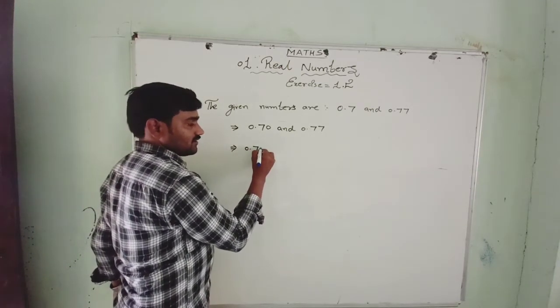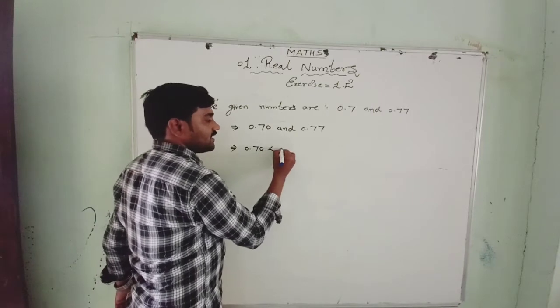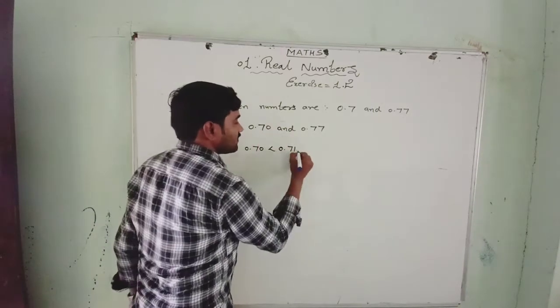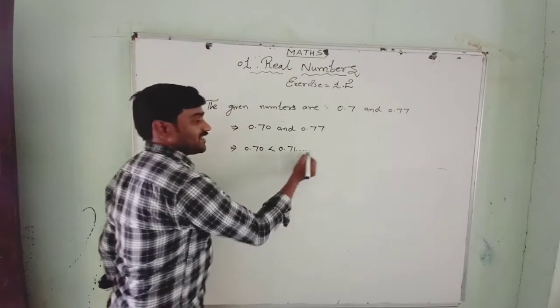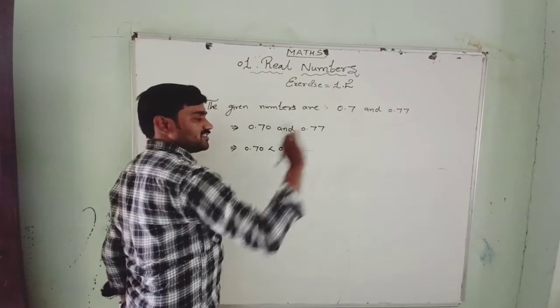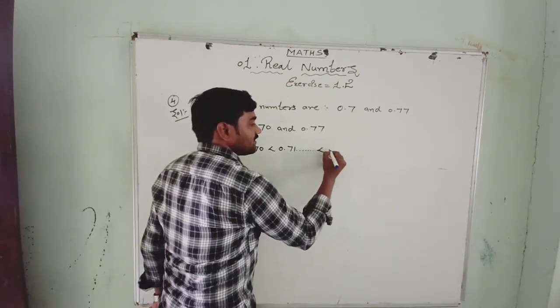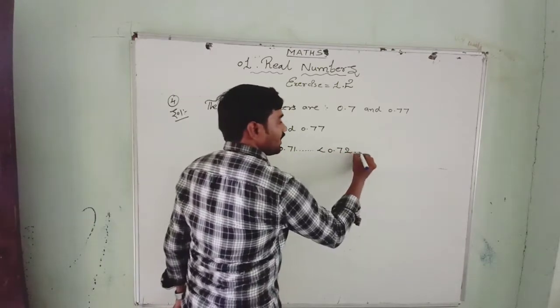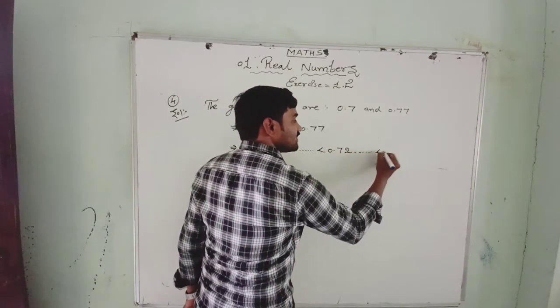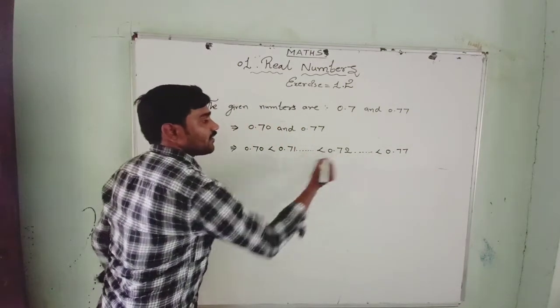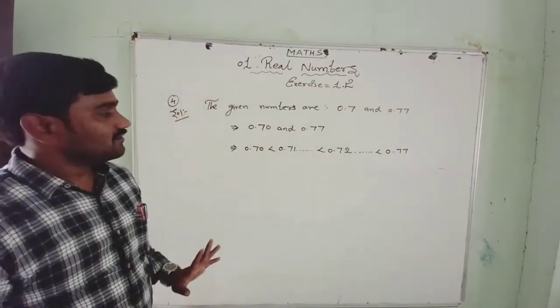0.70, which is less than 0.71... We need irrational numbers. Remember, infinite non-repeating decimal digits. You write any decimal digits here, no problem. Which is less than 0.72, and so on, which is less than 0.77. You finish that. Here one, here one. Two irrational numbers I wrote.